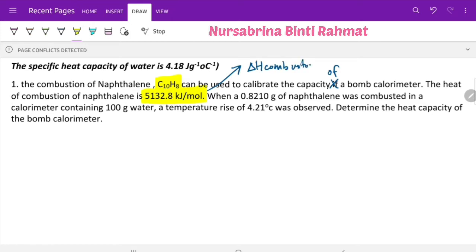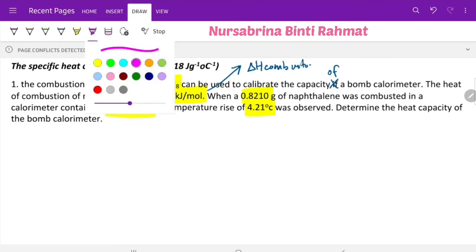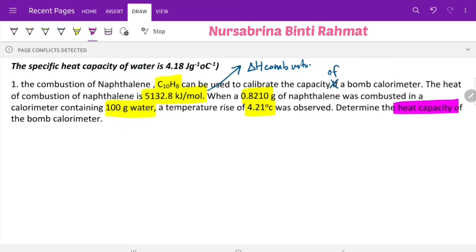When 0.8210 gram of naphthalene was combusted in a calorimeter containing 100 gram of water, a temperature rise of 4.21 degrees Celsius was observed. Determine the heat capacity of the bomb calorimeter. So our question here is to find the heat capacity of the bomb calorimeter, which is big C, capital C. They give you the mass of your naphthalene, and this one is the temperature change.